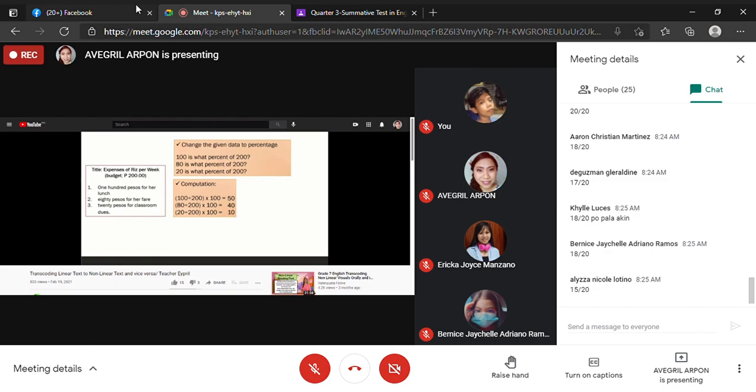Now, let us put the data and transcode the linear text to nonlinear text. We will be using the circle graph. Here it is. The title is Riz Expenses per Week. Riz spent 50% of her allowance for her lunch, 40% of her allowance for her fare, and 10% of her allowance for classroom dues. Do you understand?